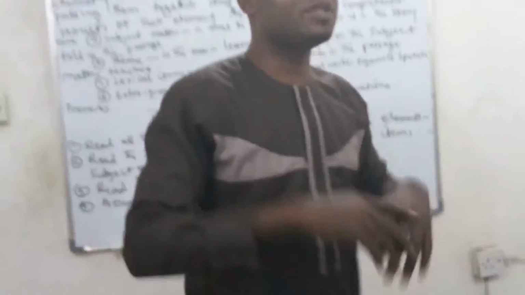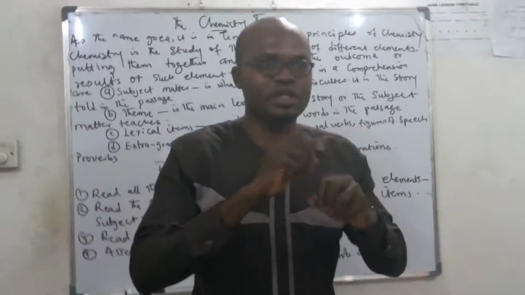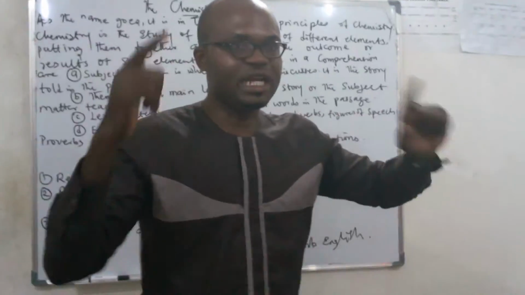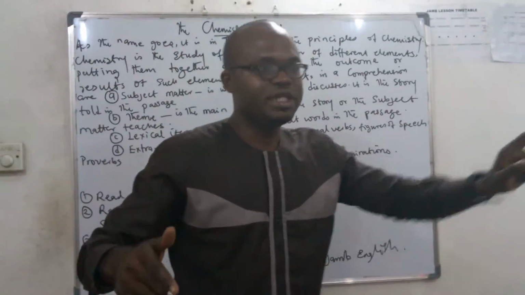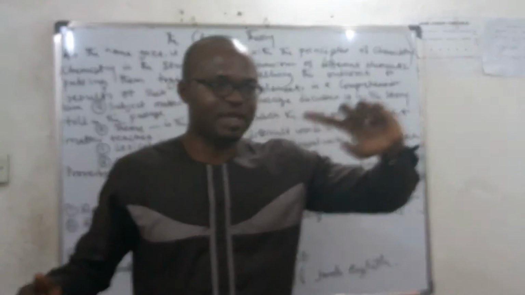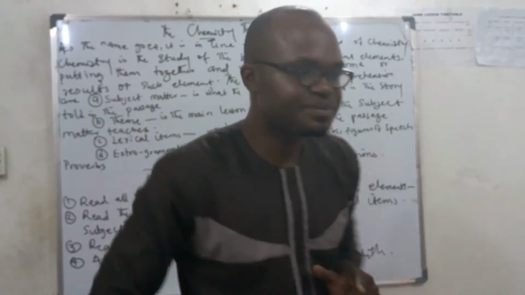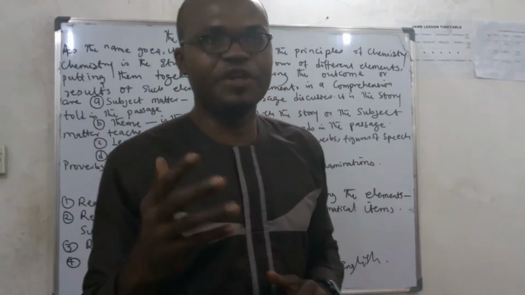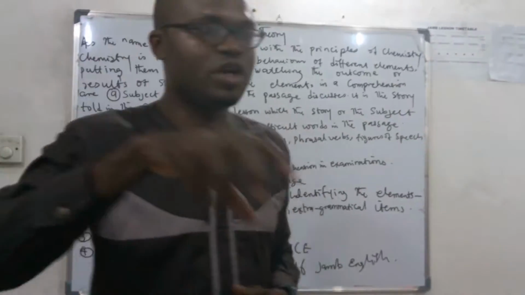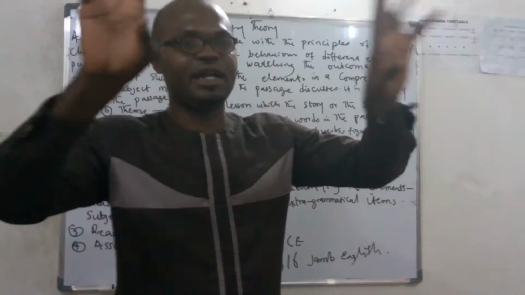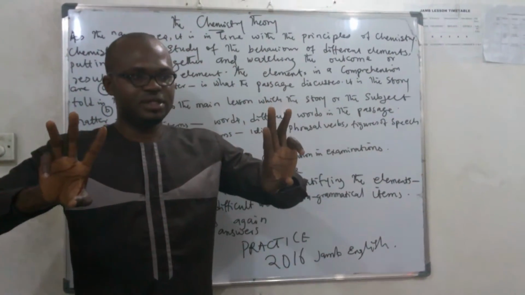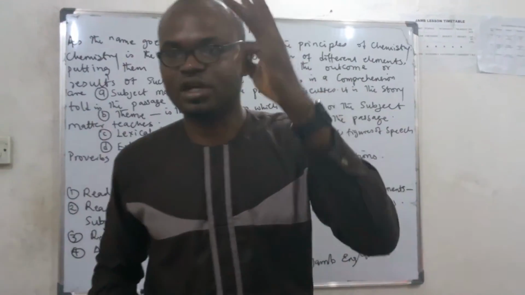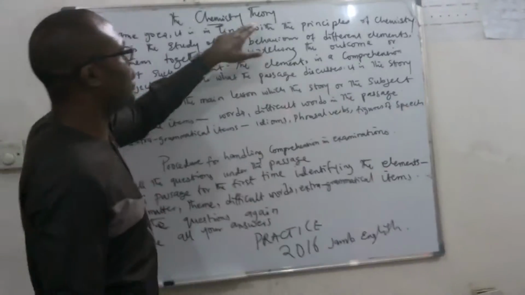Then we looked at ways of reading comprehension. The first one, we talked about skimming. When you read very fast without paying attention to detail, we call it skimming. Then when you read fast but at the same time paying attention to detail, we call it scanning. Then we went on to learn about the theories used in simplifying difficult comprehension passages, and we say there are three theories: the chemistry theory, number one, the psychoanalytic theory, number two, and the cause and effect theory.